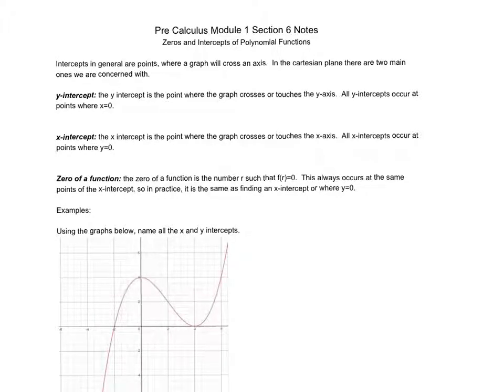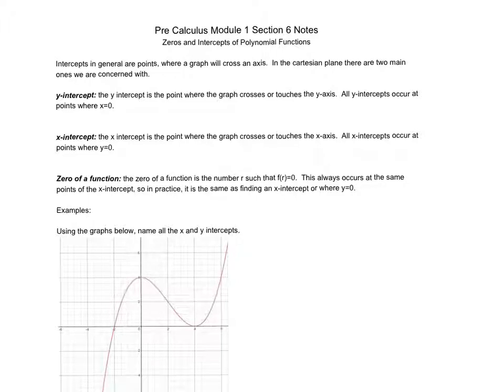All right, in section 6, we're going to start looking at some other parts of graphs, and those namely are going to be the intercepts of some different functions and then the zeros of those functions. So in general, intercepts are when the graph is going to cross an axis, generally the x or the y.